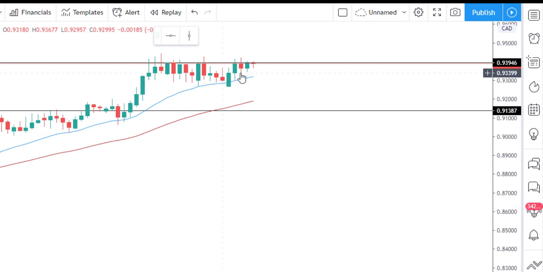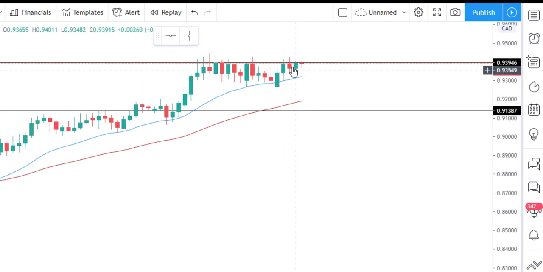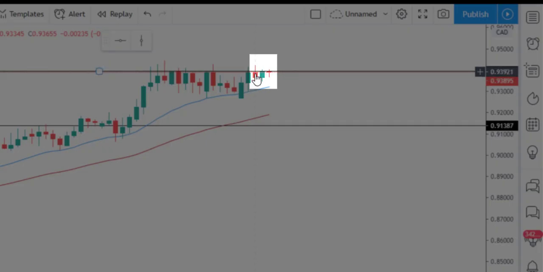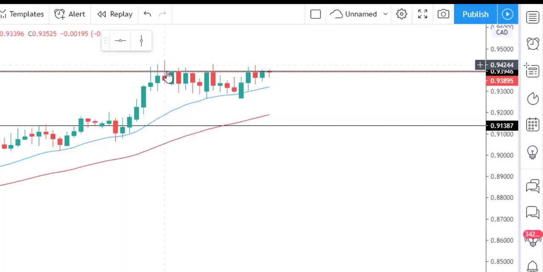Basically the market has already given a signal last week, so this is basically an inside bar. You can see this is a bar here, and then this bar closed inside this bar here, which makes it an inside bar. So coupled with the fact that we have a pin bar here, we still have an inside bar here, so this makes this a valid trade.